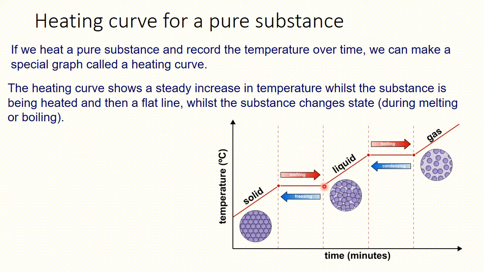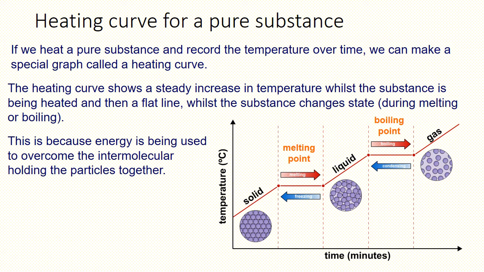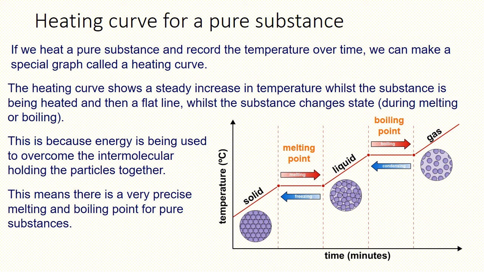Once the substance is fully melted, the temperature increases again, this time of the liquid, and then we hit the next change of state, the boiling point. Again, temperature doesn't change at this point, because all of the heat energy that's being put in is being used to overcome those intermolecular forces. Once those forces are overcome, the substance has changed state and turns into a gas, and then the temperature can increase again. So for a pure substance, there are very precise, specific melting and boiling points.